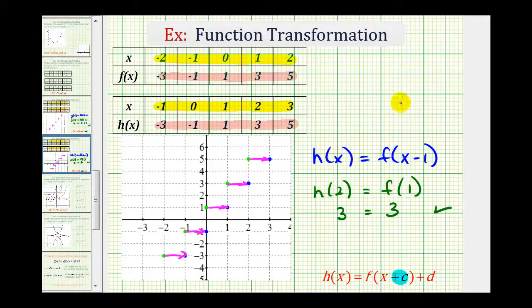So whenever we're in doubt, I would suggest plotting the points to see what type of transformation has occurred. I hope you found this helpful.